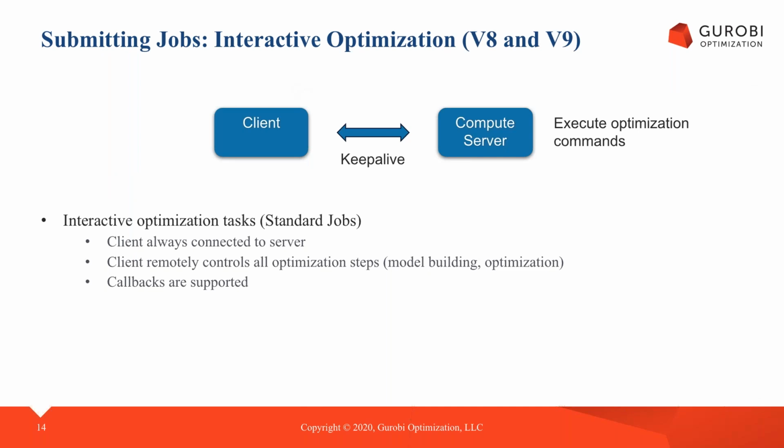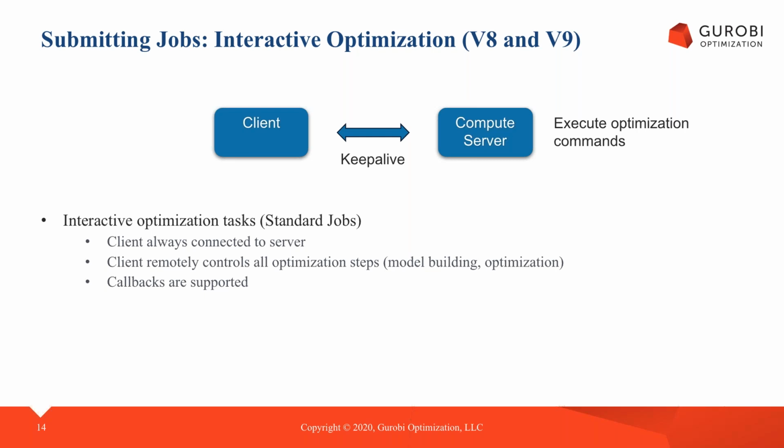With V8 and V9, we support a mode to submit your optimization task that is called interactive optimization. With interactive optimization, the client is always connected to the server, and the client remotely controls all the optimization steps: the model building, setting the parameters, the optimization, accessing the results, and so on. All that is controlled by the client. And the client needs to be connected to the compute server from the start to the end.